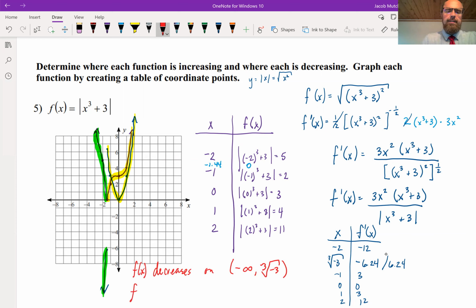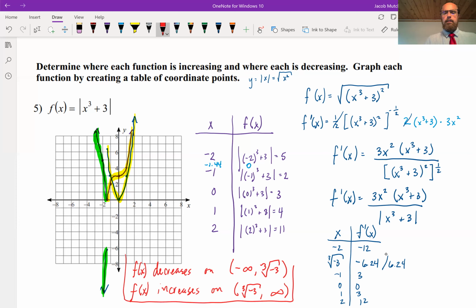And then f of x increases on the interval from cube root of -3 to positive infinity. And that concludes our description of the increase and decrease of this original function, the absolute value of x cubed plus 3.